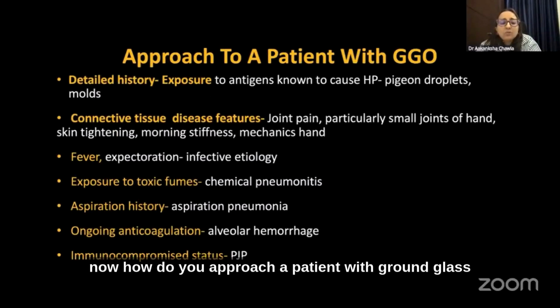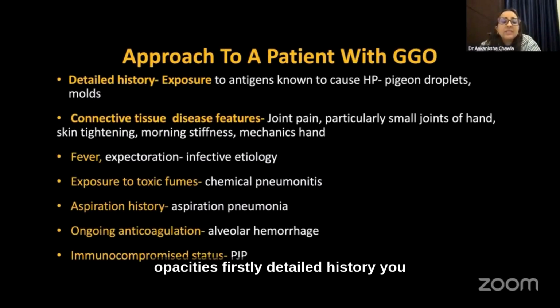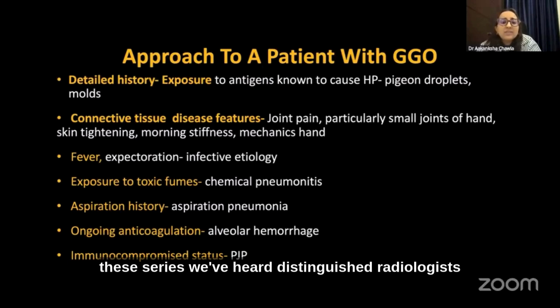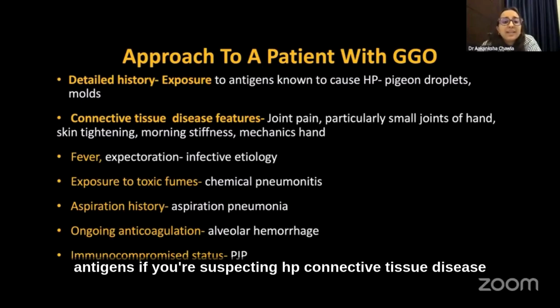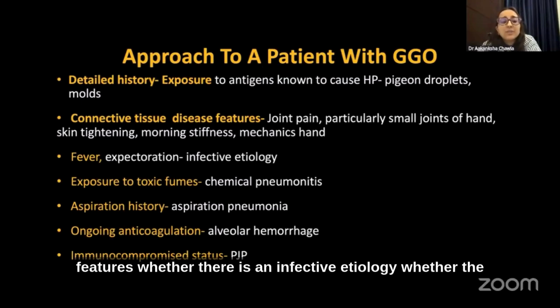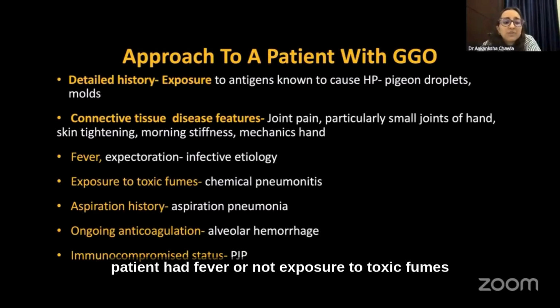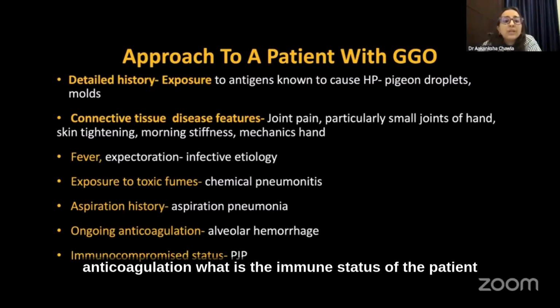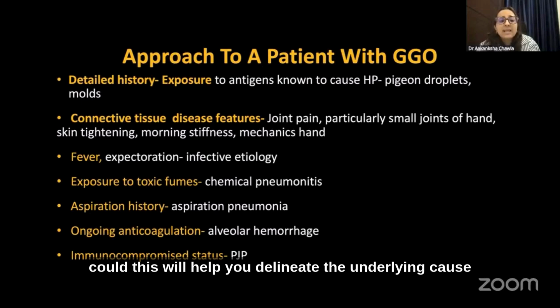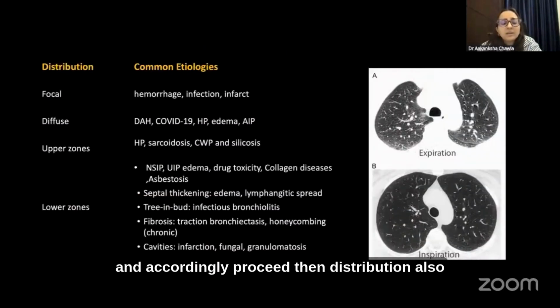Now, how do you approach a patient with ground glass opacities? Firstly, detailed history. You can never forget clinicals. Throughout this series, we've heard distinguished radiologists talk about how important the history is for them. So exposure to specific antigens if you're suspecting HP, connective tissue disease features, whether there is an infective etiology, whether the patient had fever or not, exposure to toxic fumes, any history of aspiration, any ongoing anticoagulation, what is the immune status of the patient. This will help you delineate the underlying cause and accordingly proceed.